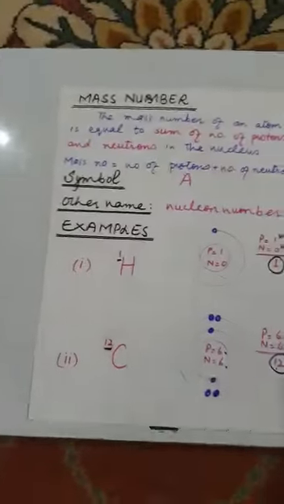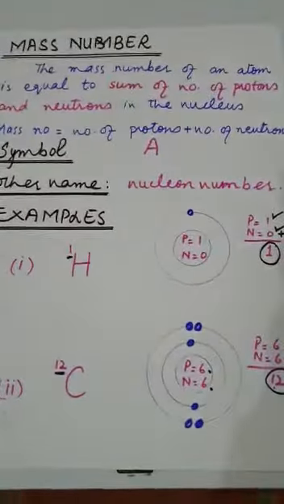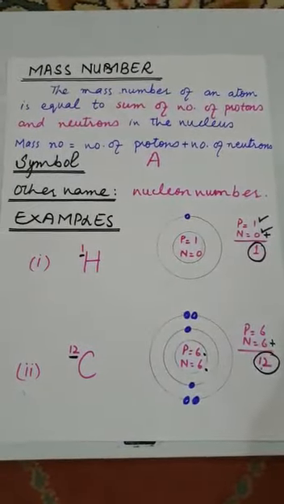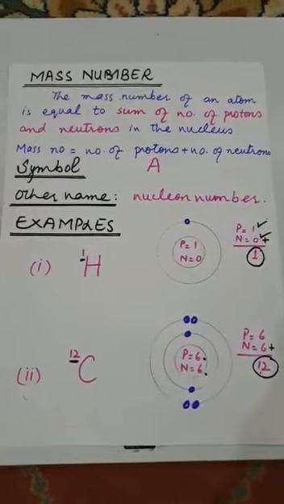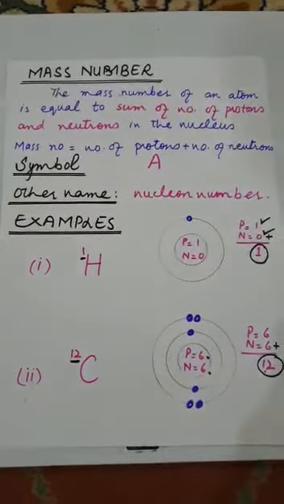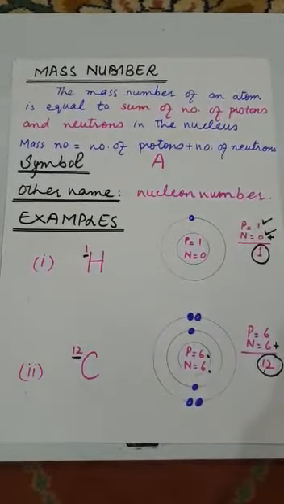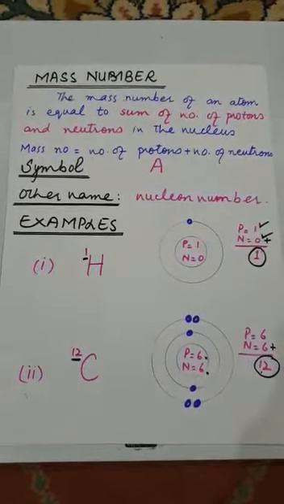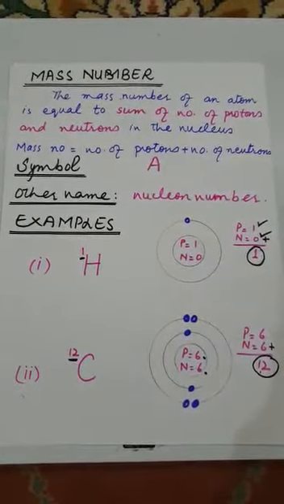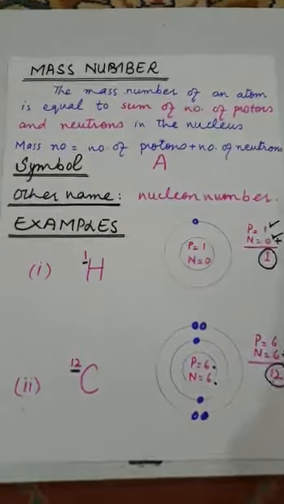After that we discuss a very important thing of an atom, and that is the mass number. The mass number is actually the sum of protons and neutrons which are present in the nucleus of an atom. So in this topic we discuss that the number of protons and the number of neutrons present in the nucleus will be added. The symbol for the mass number will be A.